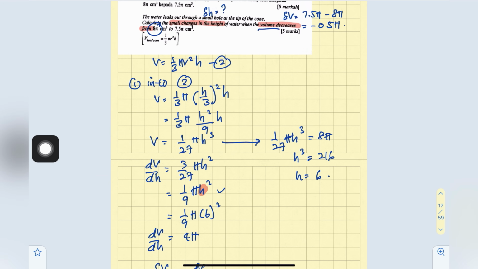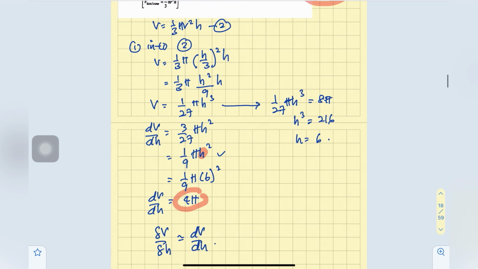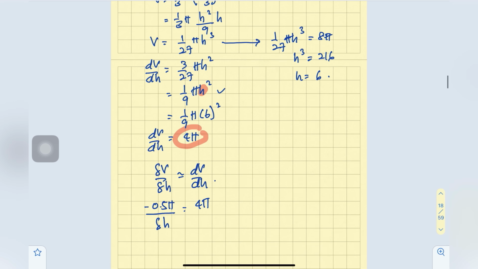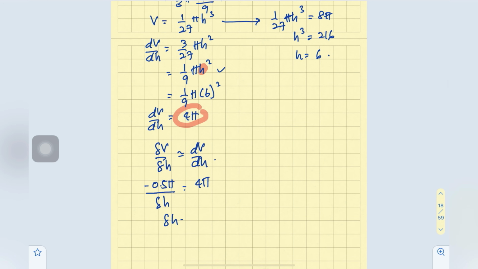So kita masukkanlah nilai-nilai ni dalam equation kita. So delta V negative 0.5 pi. Delta H tak tahu, dia suruh cari. So this one dV dH is 4 pi. Okay, so then delta H equals to negative 0.5 pi over 4 pi. So this one equals to negative 1 over 8.